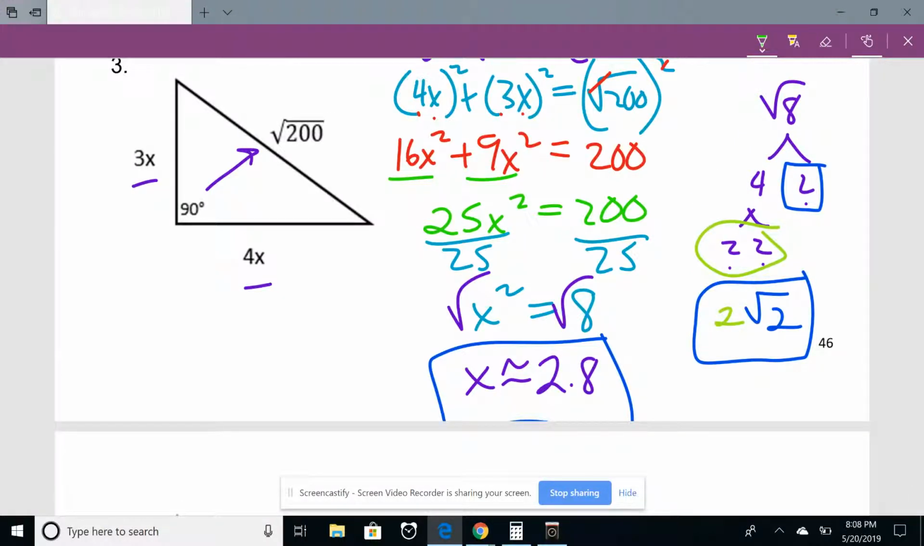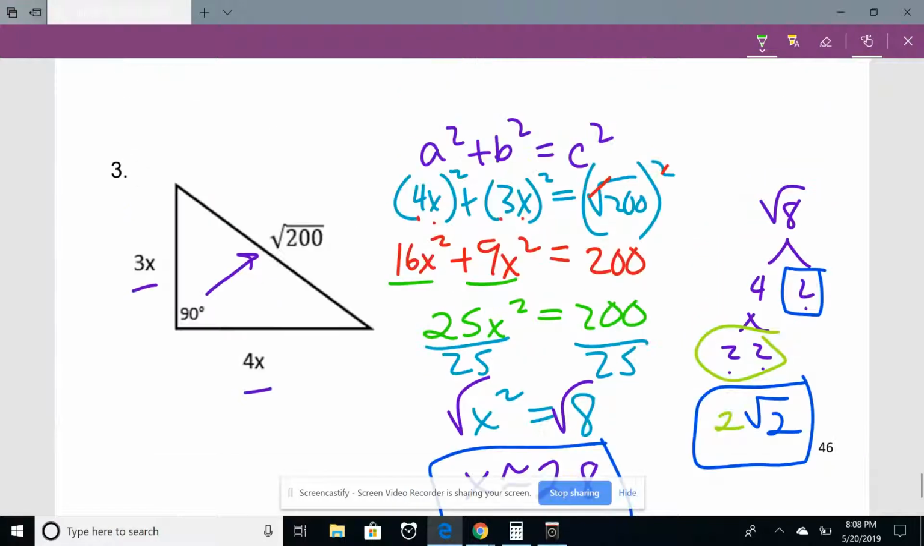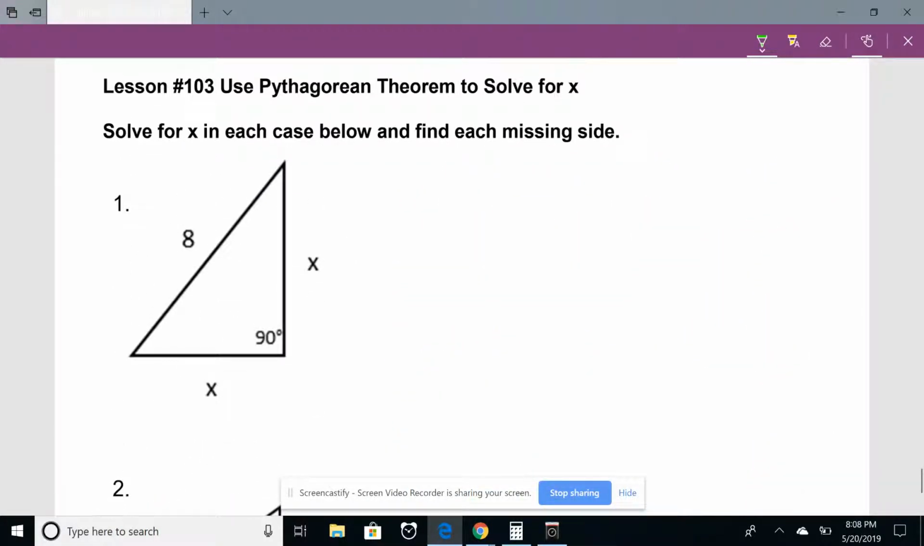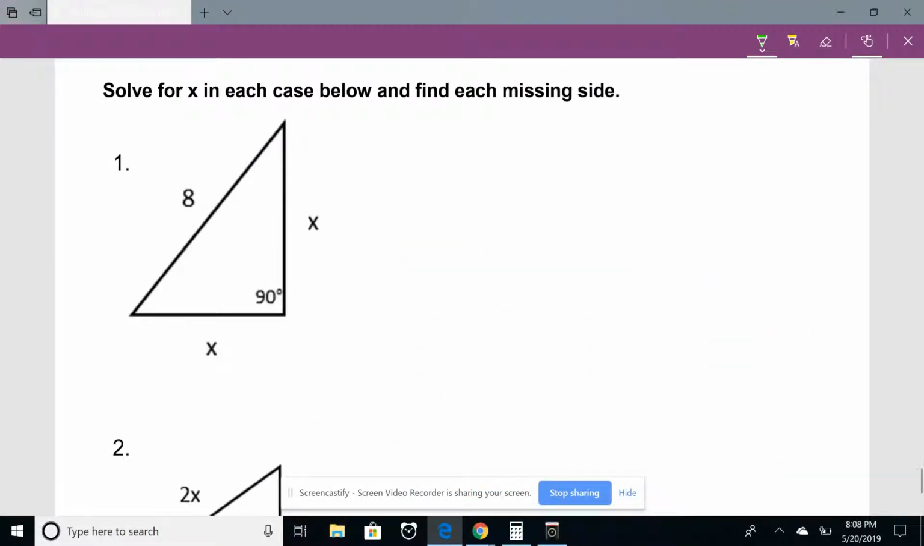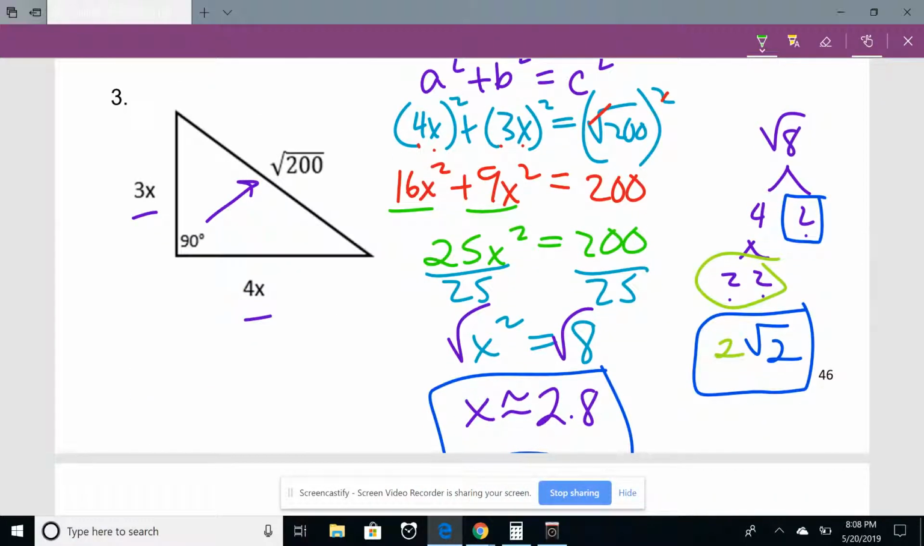So let me go back to the other problem, plug in those for the sides. So 2 radical 2. Or you could do, you know what? Yep, I'm glad we simplified it. Did it say solve for x? Let's see. Oh, it just says solve for x. Oh, I didn't find the missing side. All right, so we're going to find the missing side. So let's plug this back in.